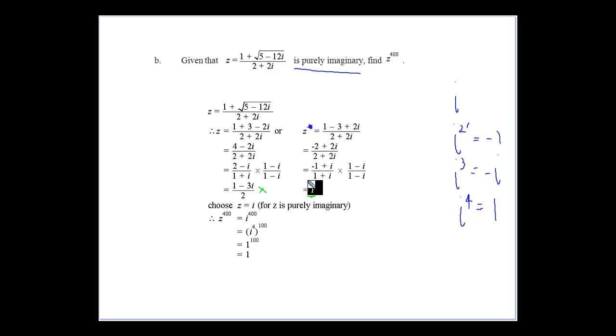Find z to the power of 400. So remember what we did before when we looked at these solutions. I to the power of 400 is i to the power of 4 times 100 using our index laws, and i to the power of 4 is equal to 1 because we looked at that before. So 1 to the power of 100 would be 1. So if it's purely imaginary, z to the power of 400 would be equal to 1. So there's a little trick with that question there. You've got to be reading what was in the problem, the idea that it's purely imaginary.